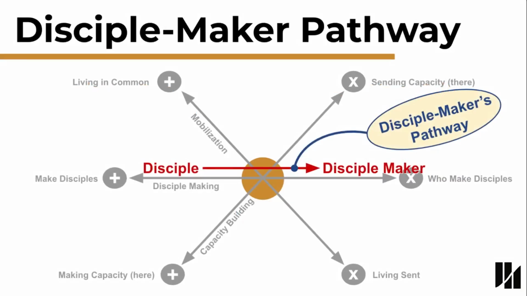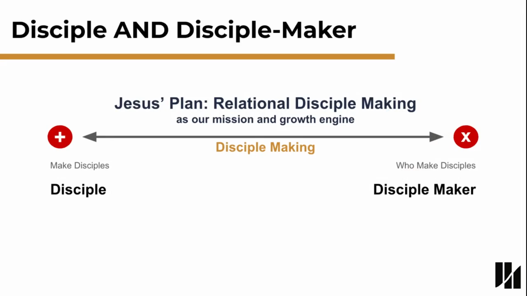So on the first dimension, disciple maker, we've got the disciple, and the path is moving to disciple maker. We call that the disciple maker's pathway in this multipliers pathway. If we really press into that dimension, Jesus' plan is for relational disciple making as our mission and growth engine. On the sort of addition end, we're making disciples. On the multiplication end, who make disciples. So back and forth, disciples who make disciples who make disciples.